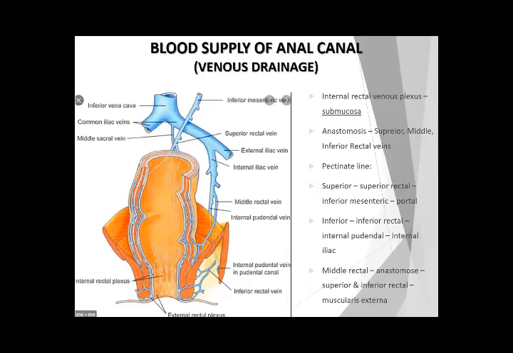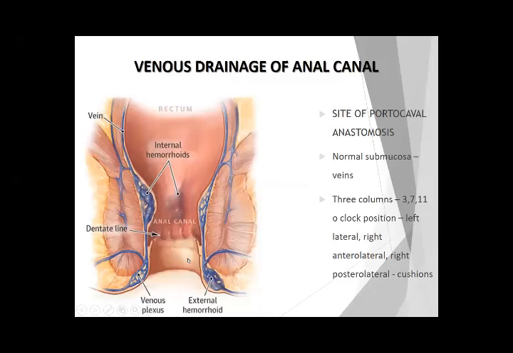This is of utmost importance, extremely important, so I'll spend a few minutes over it. Beta, the venous drainage of the anal canal is by the internal rectal venous plexus, or internal hemorrhoidal plexus, whatever you want to call it. It is formed by anastomosis between the superior rectal veins, the inferior rectal veins, and the middle rectal veins. All three make up an anastomosis, which is lying in the submucosa.